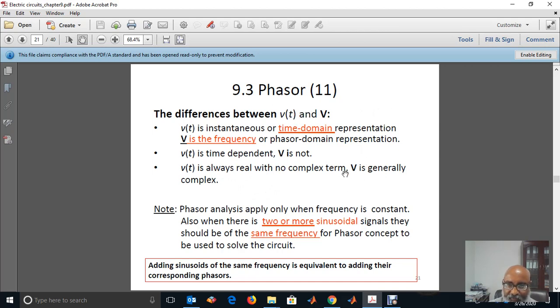But the phasor form is a complex number. It can be purely imaginary, it can be purely a real number, or it can have both a real part and an imaginary part. Remember that phasor analysis applies when the frequency is constant, or when there are two or more sinusoidal signals. They should have the same frequency so that we can use the phasor concept to solve the circuit.